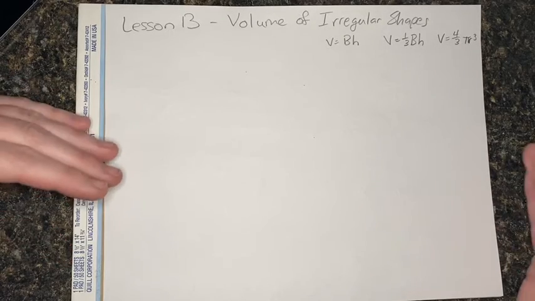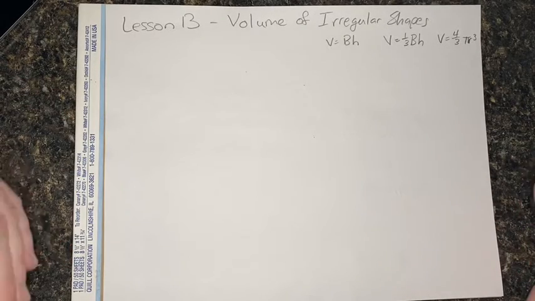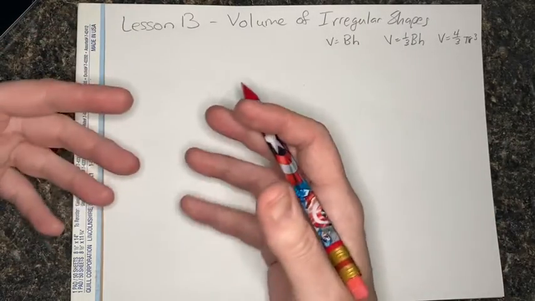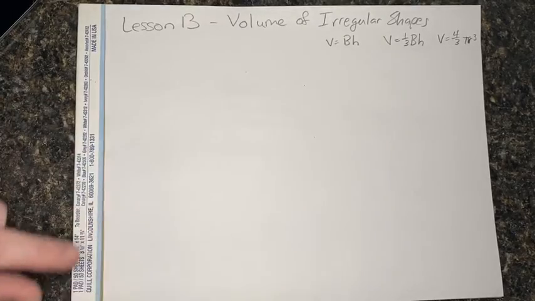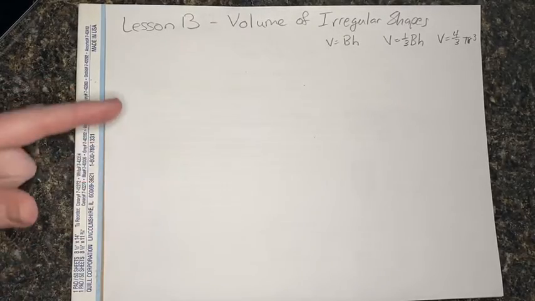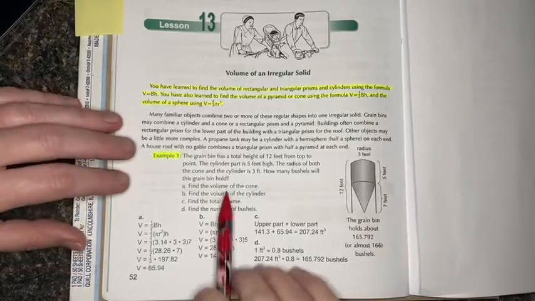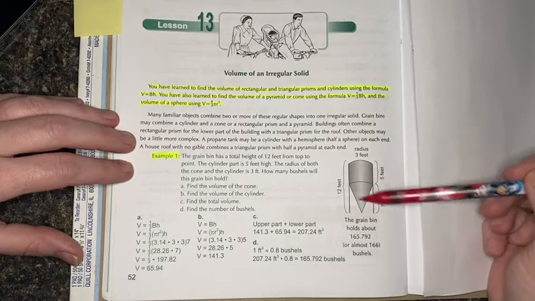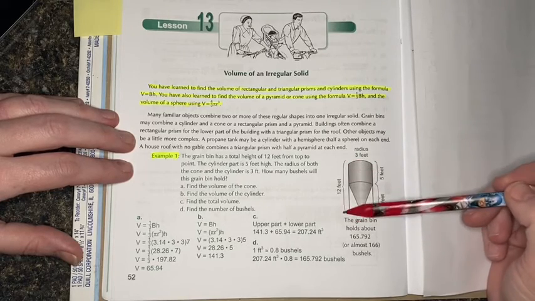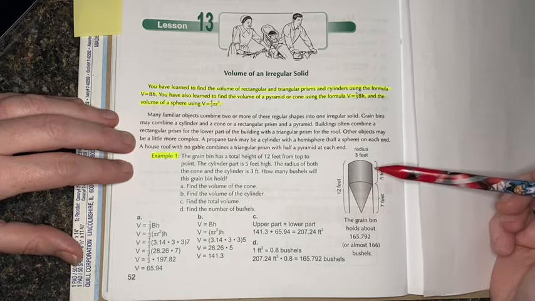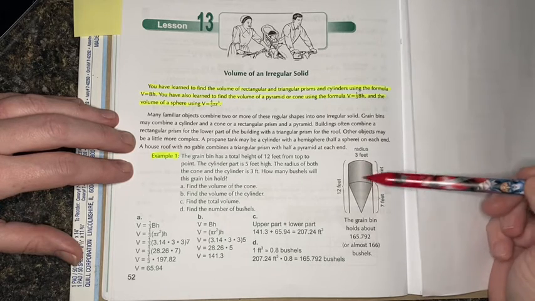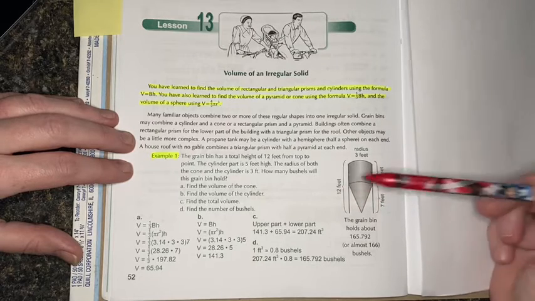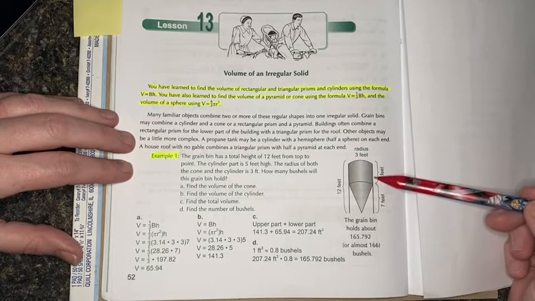But sometimes our shapes are not regular shapes. They're just not one thing. They're a bunch of shapes put together, but we still need to be able to find the volume of those. So let's take a look at a couple examples from the book and then we'll do the problem. Looking at the first example, we read that the grain bin has a total height of 12 feet. Okay, here's a grain bin from the top to the point. The cylinder part, which is this round cylinder part up here, is 5 feet. So it's 5 feet of the 12.